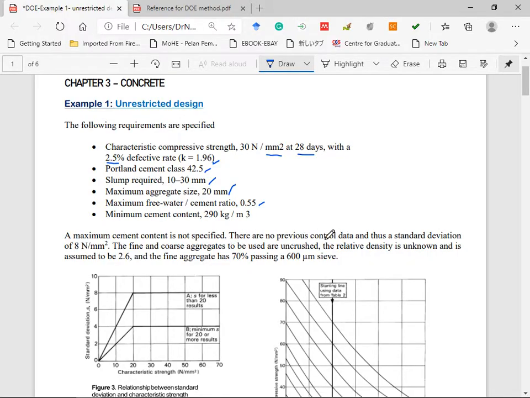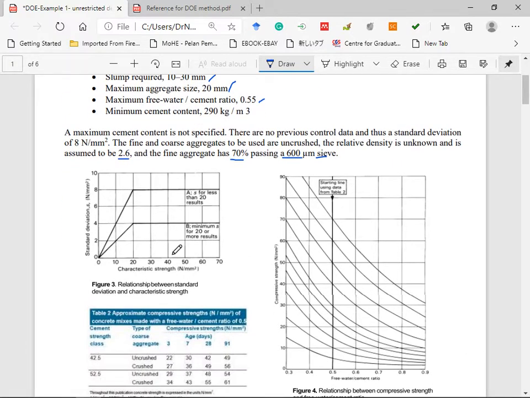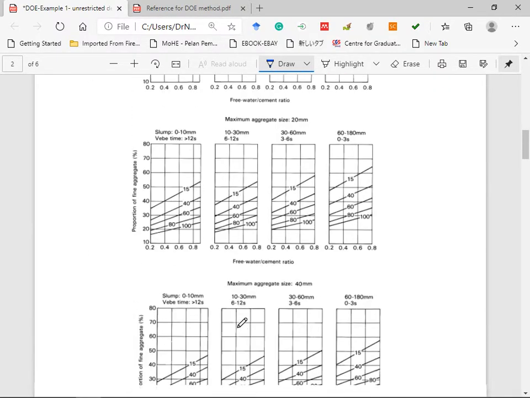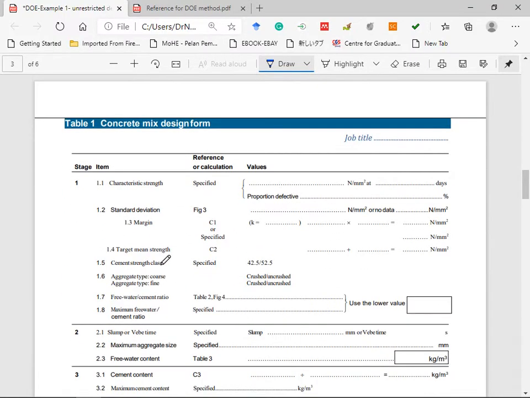There are no previous control data, and thus a standard deviation of 8 Newton per millimeter square. The fine and coarse aggregate to be used are uncrushed. The relative density is unknown and is assumed to be 2.6. And the fine aggregate has 70% passing 60 micrometer sieve. And this is the chart and table to be used in this mix design. So the first one is to determine the free water cement ratio.